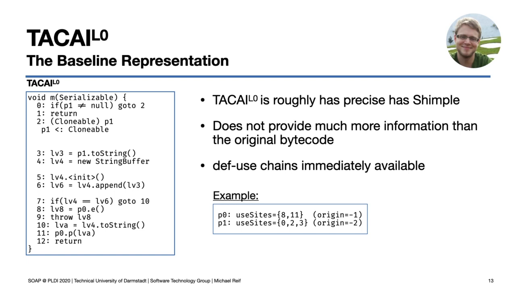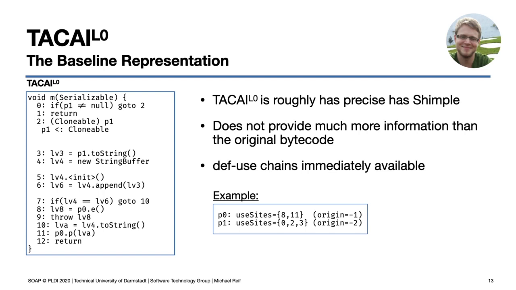Then we have the class Cloneable, and afterwards we have the information that P1 is a subtype of Cloneable. Then we continue basically like the bytecode. It's nothing interesting. It basically resembles what we just saw in source code. One interesting thing here is that, as I just said, TACAI also computes def-use chains immediately. So what you see in the sample on the right-hand side is basically immediately available in TAC.